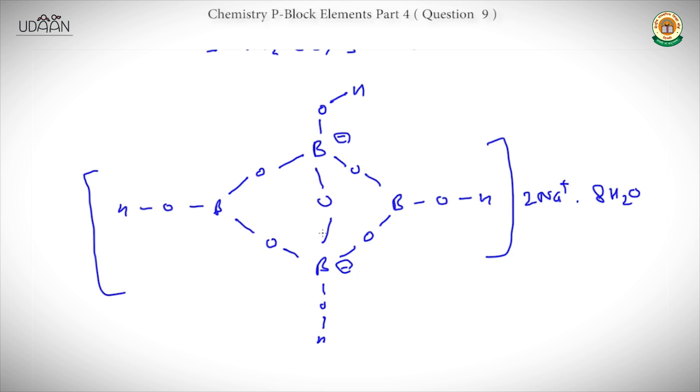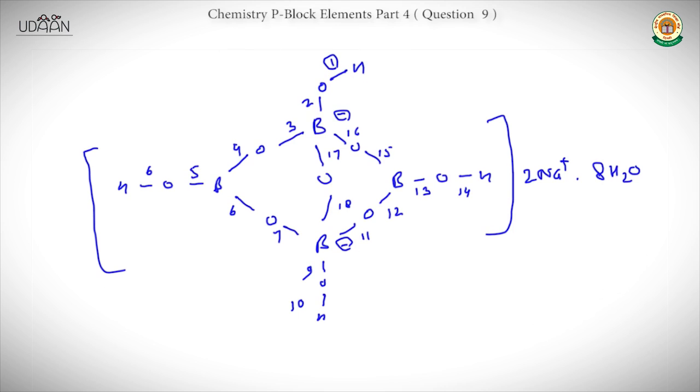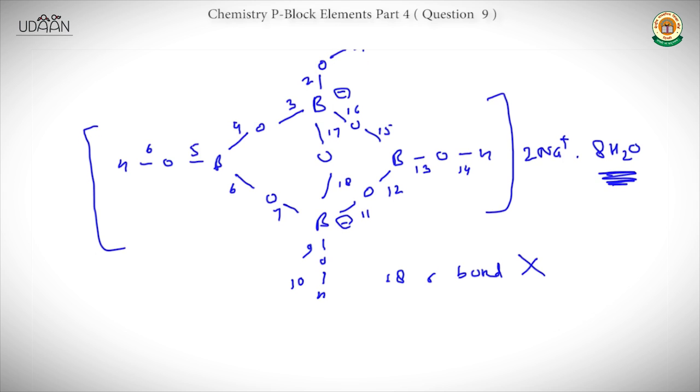So every boron is connected to another boron by oxygen. Yes, so first, second, third, 4, 5, 6, 7, 8, 9, 10, 11, 12, 13, 14 and 15, 16, 17, 18. The students only write that there are 18 sigma bonds, and they forget there are 8 H2O also present there. We have to consider them also.